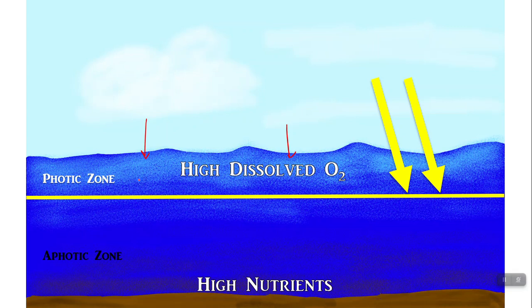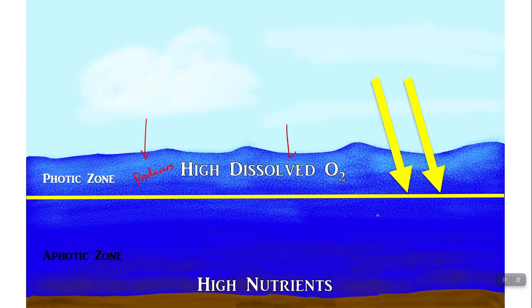You have some produced by producers. However, remember, they need light in order to produce oxygen because they need light for photosynthesis. So you're only going to have a lot of producers in that photic area. In the aphotic zone, you tend to have very low dissolved oxygen, but it tends to be high in nutrients.